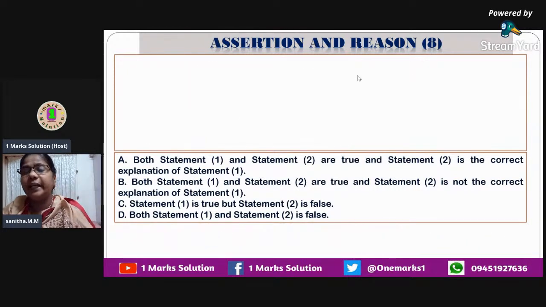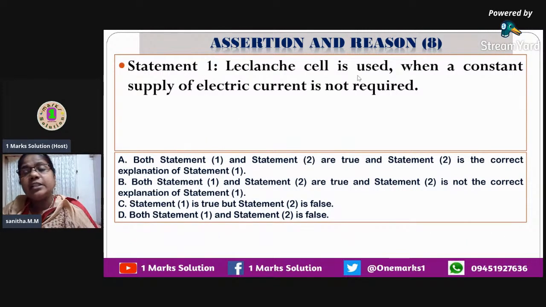Let us move on to the 8th one. Leclanche cell is used when a constant supply of electric current is not required. Just think of the Leclanche cell and the Daniell cell you are comparing, isn't it?